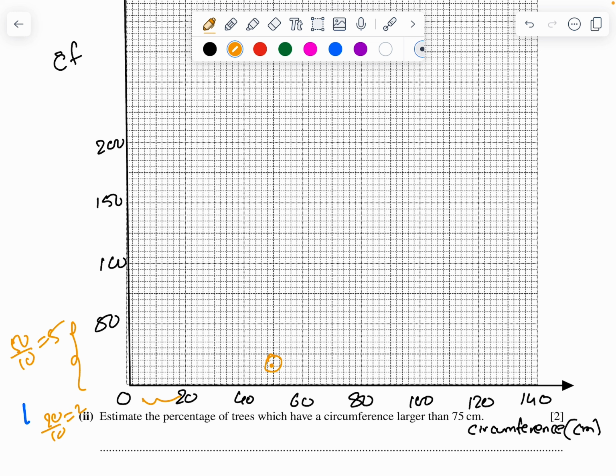Then for 80, it is 62. Then for 100, it's going to be 132. And for 120, it's going to be 140. So approximately the shape of the graph should be in this way.